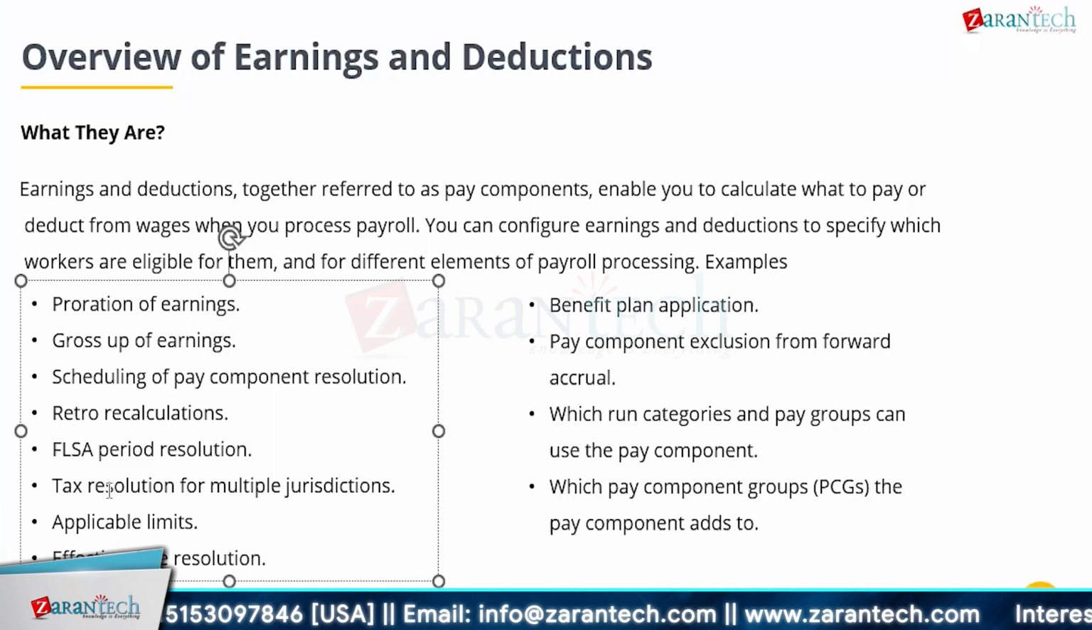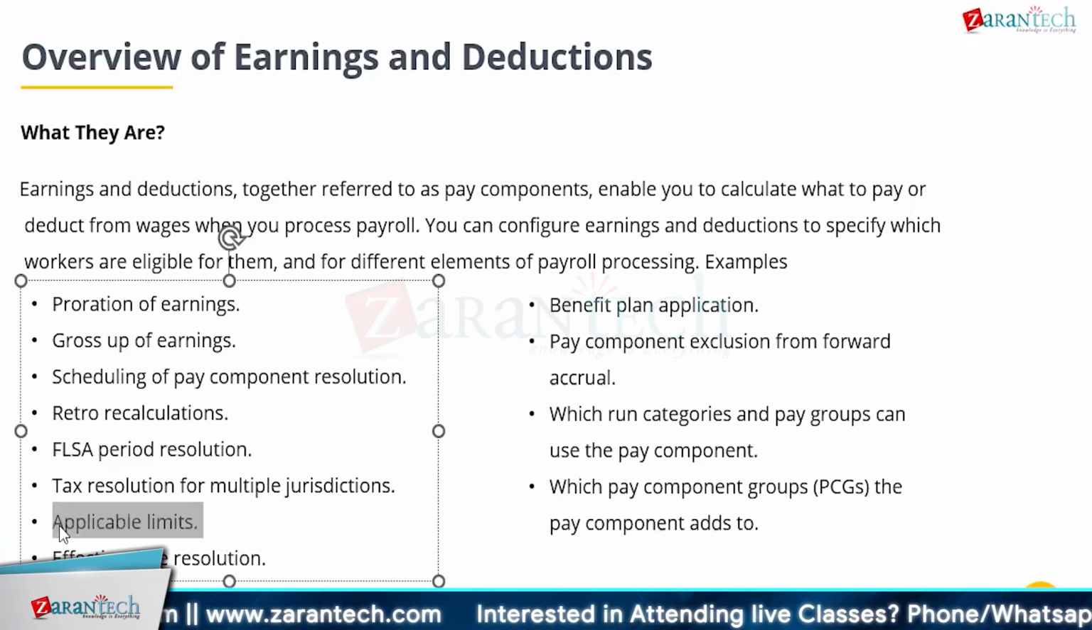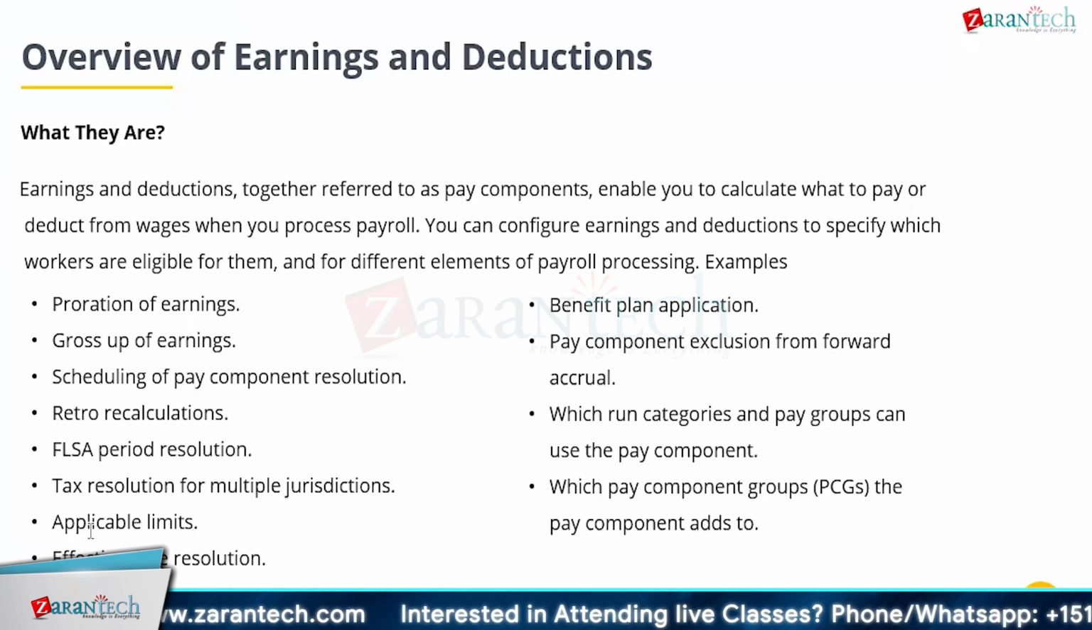Now, how do you tell the system that this earning should only go up to $1,000? As soon as an employee reaches or exceeds $1,000, this earning should stop. That is done with the configuration of limits, and this is also done at the earning level. There is a separate section where you configure the limits, and we'll see in later sections how limits are configured.